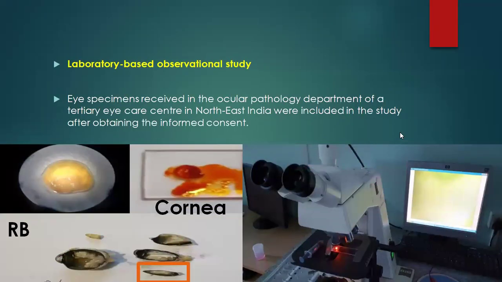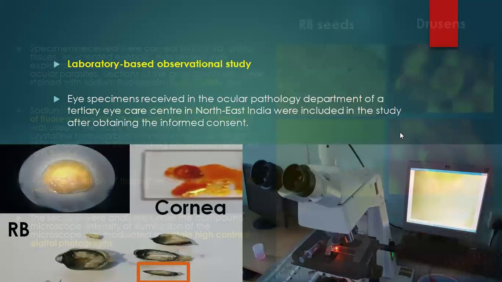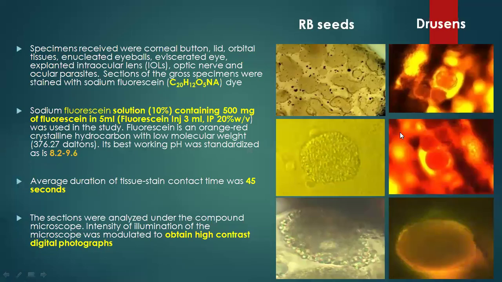It was a laboratory-based observational study, and it was conducted at Sri Shankardev Netralaya, which is a tertiary center in Northeast India with an ocular pathology laboratory. Now, a total of 26 cases of corneal button was seen. Few cases of sebaceous gland carcinoma was seen. Around 24 cases of retinoblastoma seen, and the contact time of the fluorescein was less than 45 seconds. Just you touch it and you see under 10x or 20x.